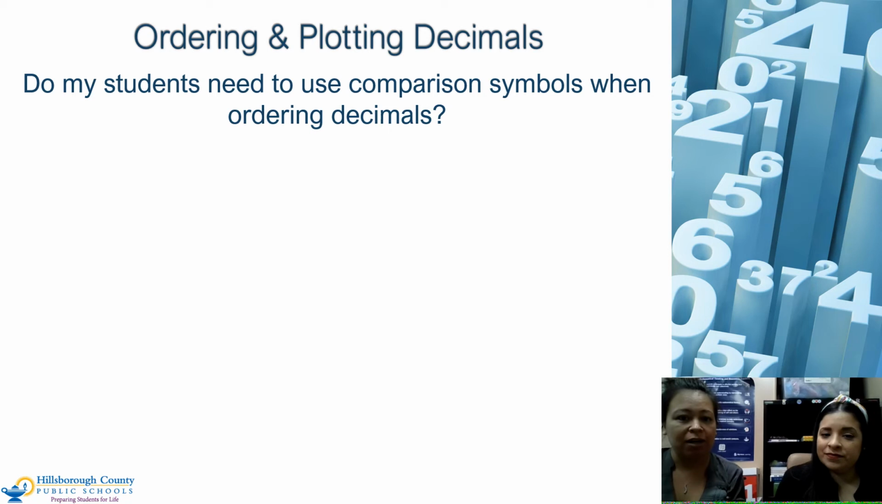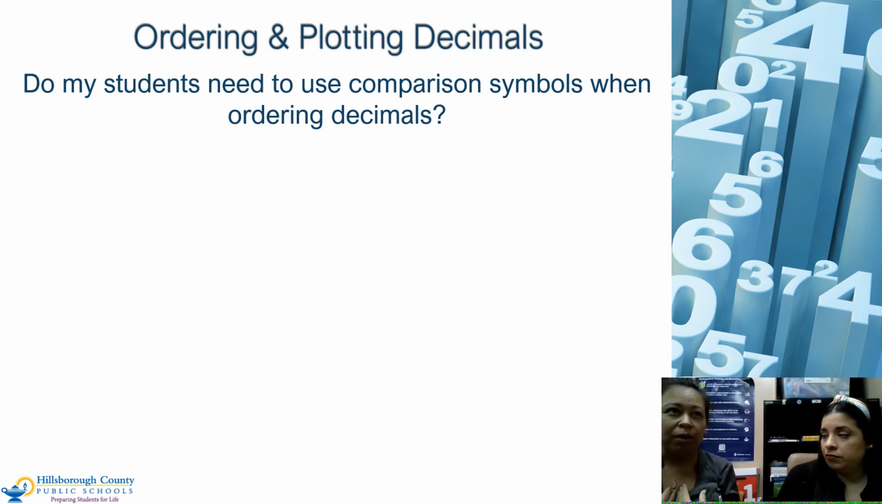All right, and now getting into ordering and plotting decimals, we talked a lot about how the symbols come in towards the end of comparing. So when they're using number lines, obviously they're going to be plotting them and they are going to compare. They're going to be able to see least to greatest. But are they going to have to use symbols like more than just comparing two numbers? They are, and that's kind of the tricky part when ordering decimals.